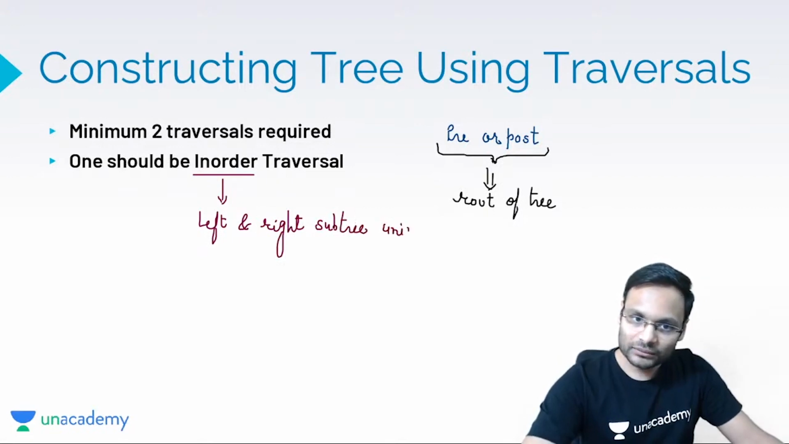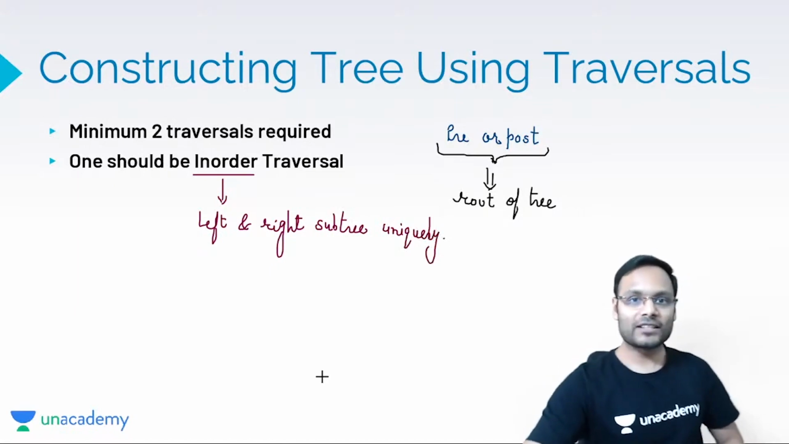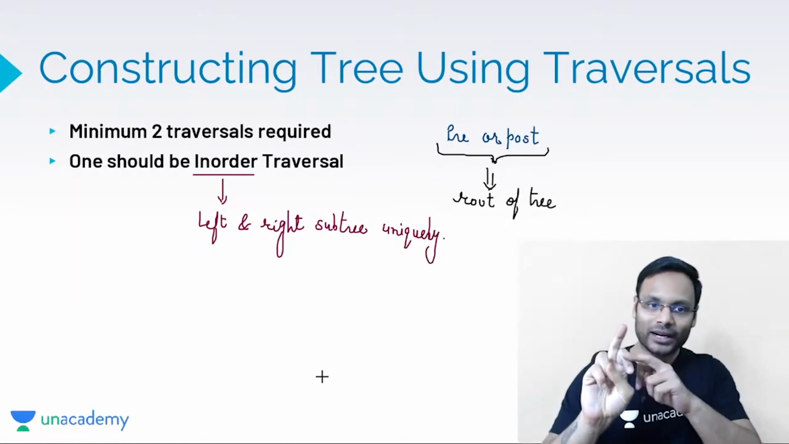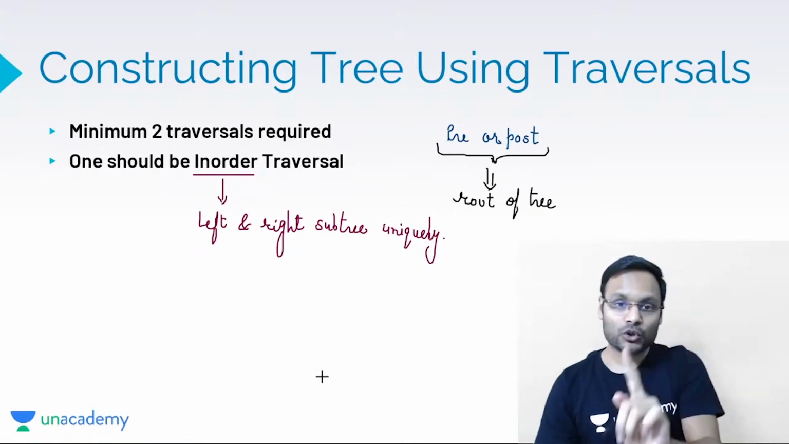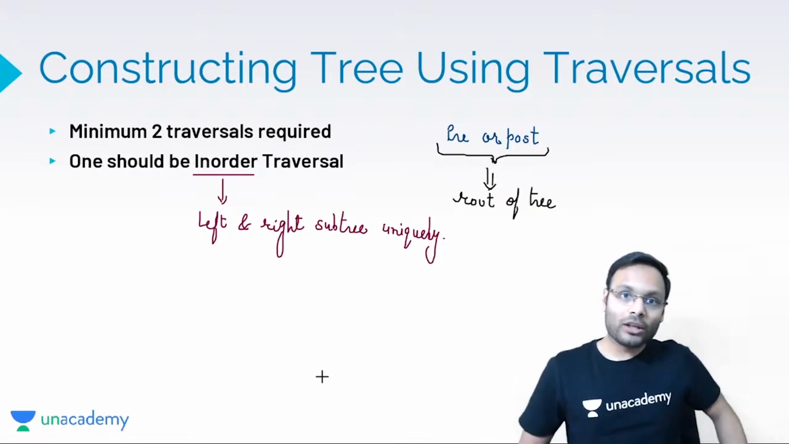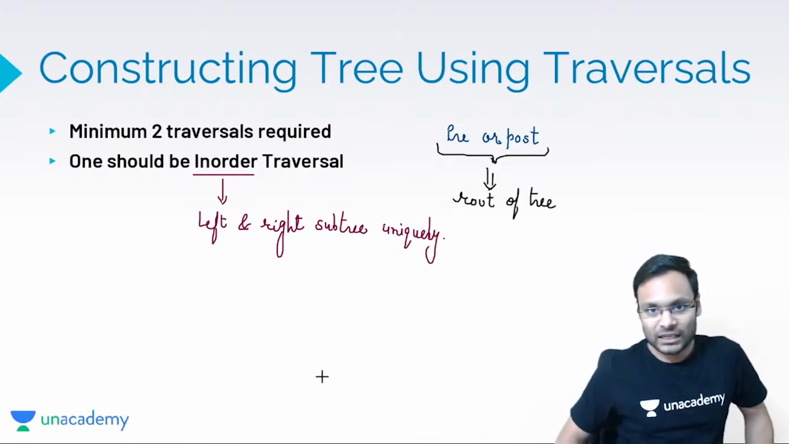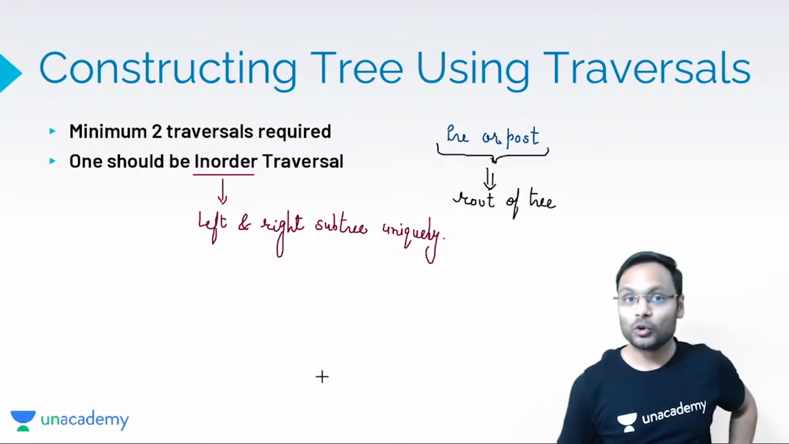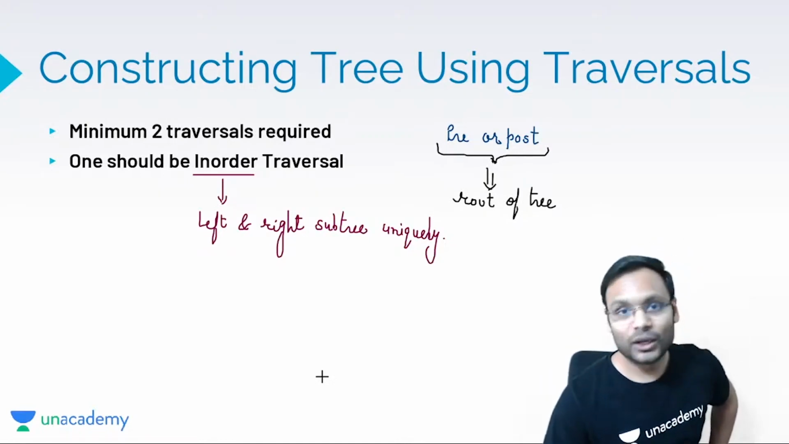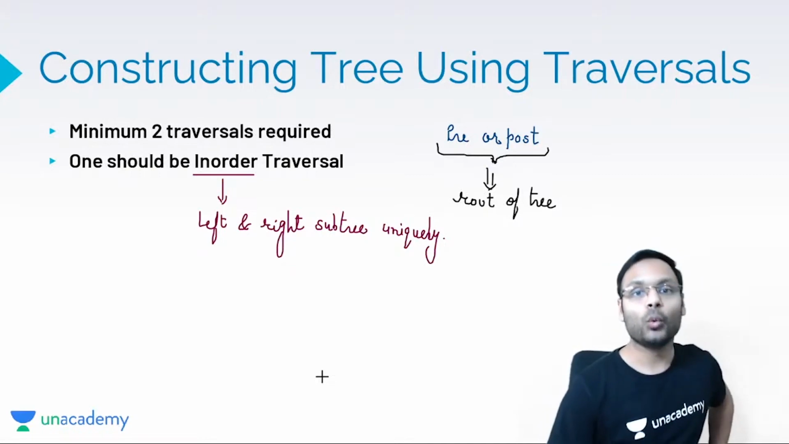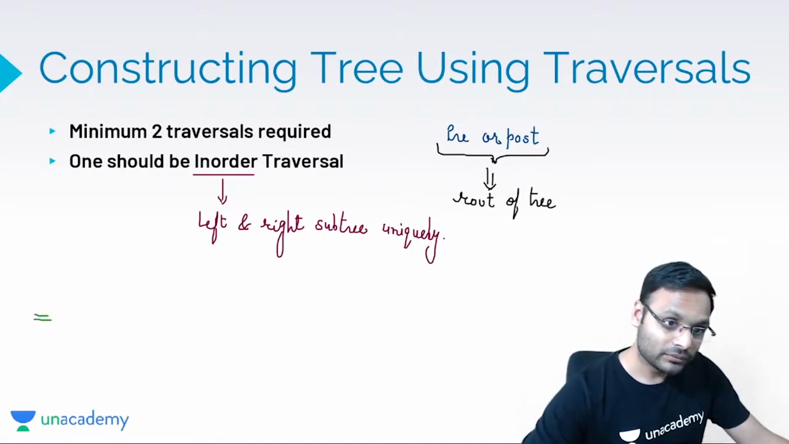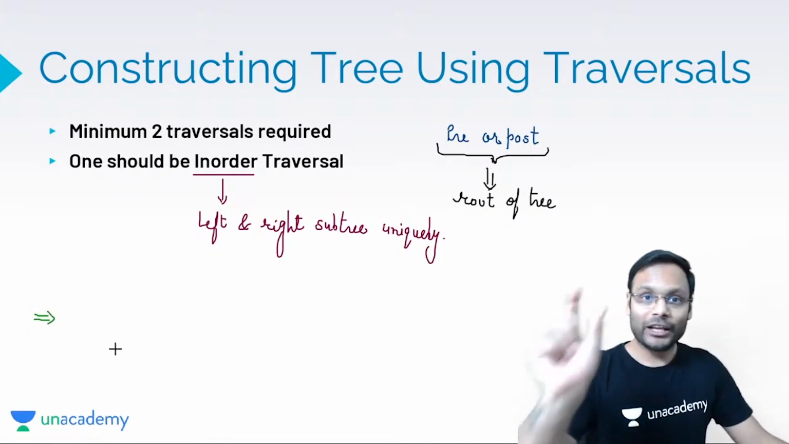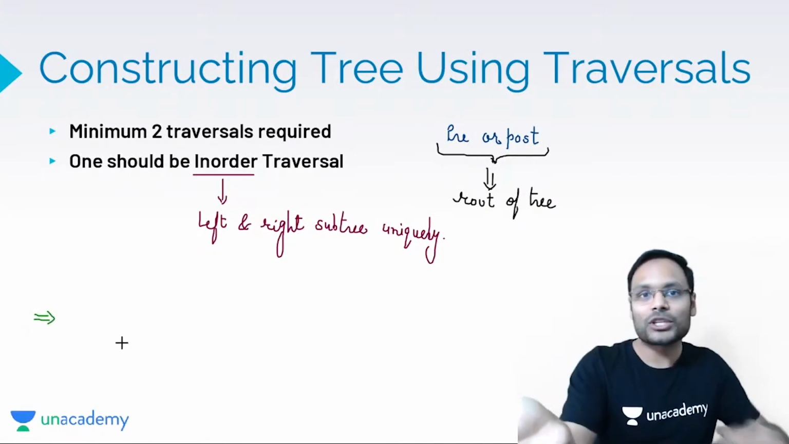So how many traversals required? 2. Pre-order and in-order given, can you draw the unique tree always? Yes. Post-order and in-order given, can you draw the unique tree always? Yes. Pre-order and post-order given, can you draw the unique tree always? No. Sometimes yes. When? Pre-order and post-order can give you the unique tree when you have each node with 0 child or 2 children.